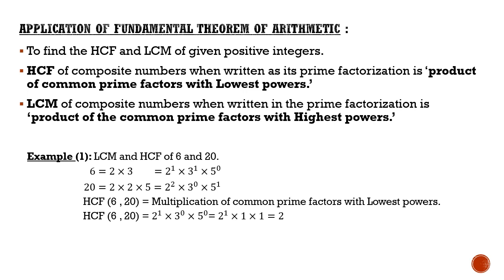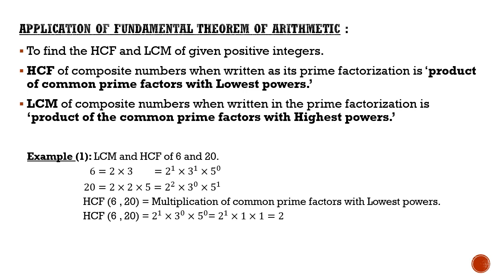In the prime factorization of 6, it is 3 raised to 1, but in 20 it is 3 raised to 0. So the lowest power is 0, so we'll take 3 raised to 0. So for HCF, we are always going to take the lowest powers of all the common factors. Similarly for 5 also: in 6 it is 5 raised to 0, in 20 it is 5 raised to 1. The lowest power is 5 raised to 0, so we are going to take that.